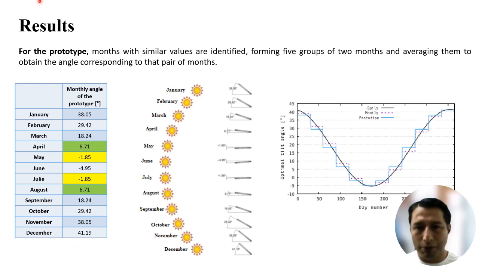From there, we put together similar values. For example, this marked in yellow corresponds to May and June, where we take an average between the two, and it is the angle we will use. Another example is marked in green. It corresponds to April and August. The following image shows the variation of the sun's position through the year and the corresponding angles. The graph shows the trend of the daily, monthly, and prototype scenarios. There is a slight variation between the monthly and the prototype.